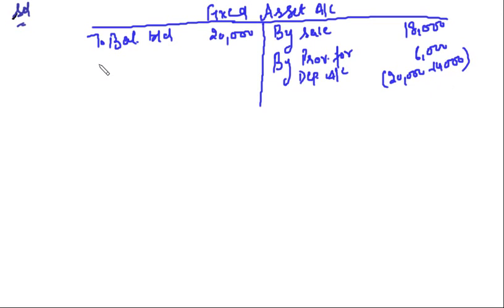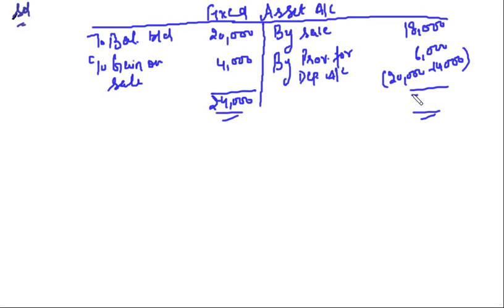Then what is the difference? The book value of the asset is 14,000 and you have sold it for 18,000. So you have a gain of 4,000, isn't it? So I can say to gain on sale, the amount is 4,000. Now this account has tallied at 24,000.